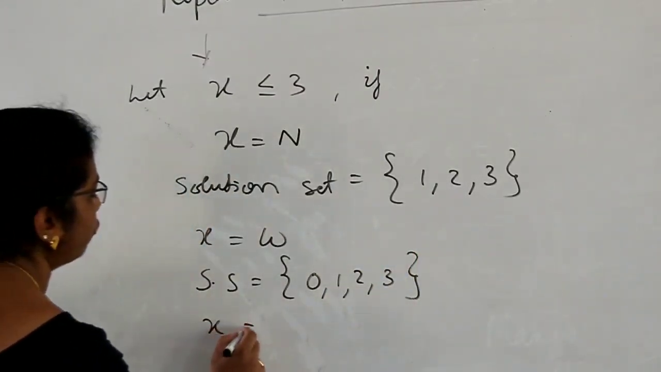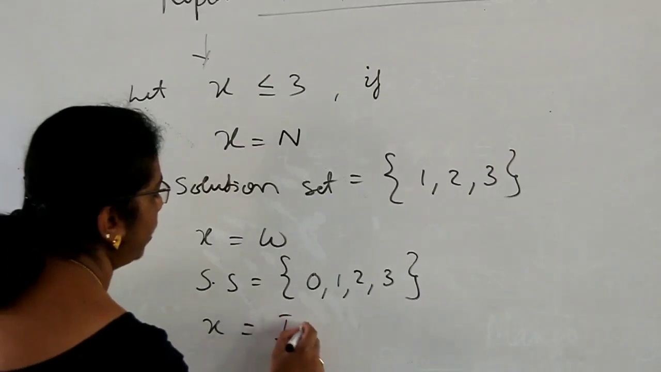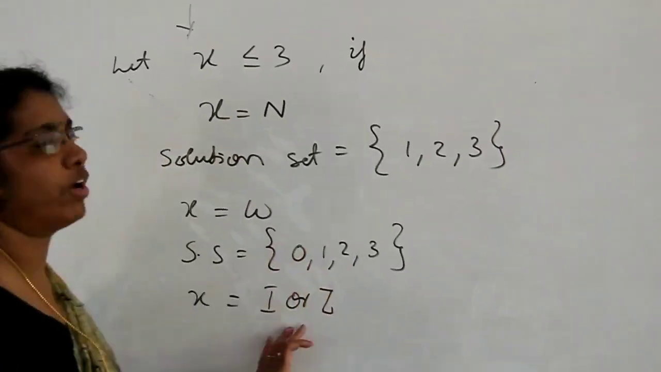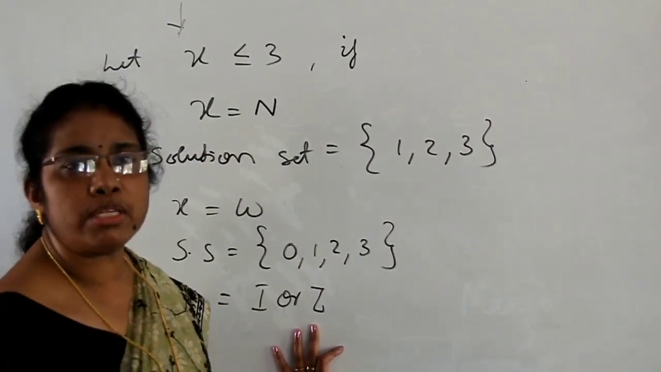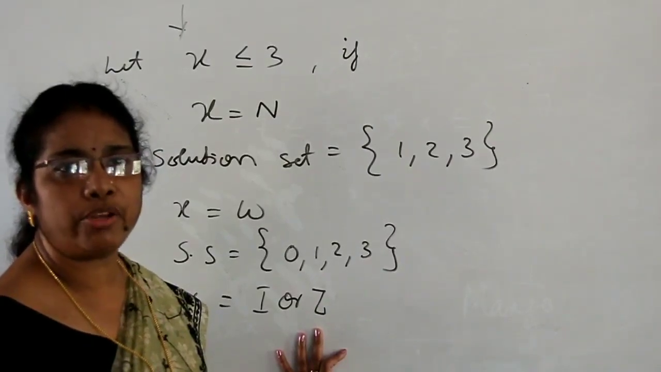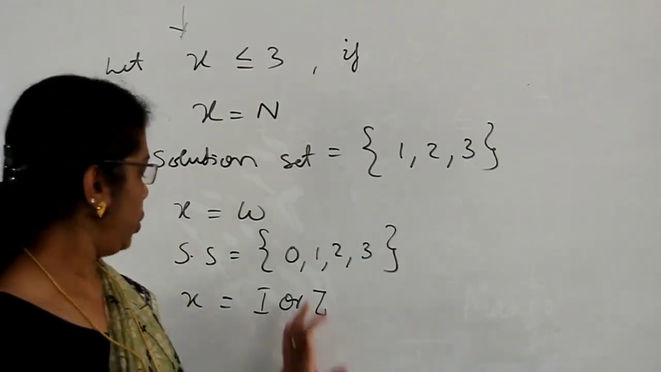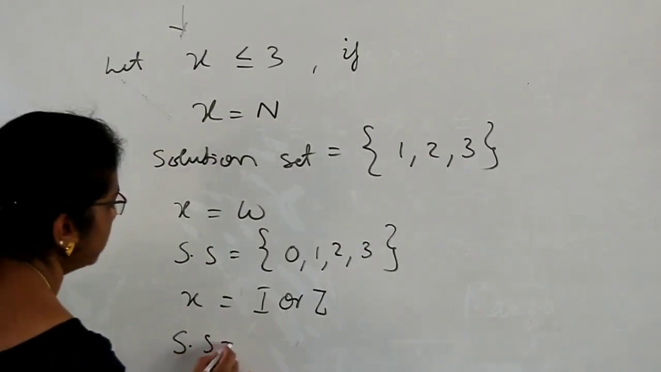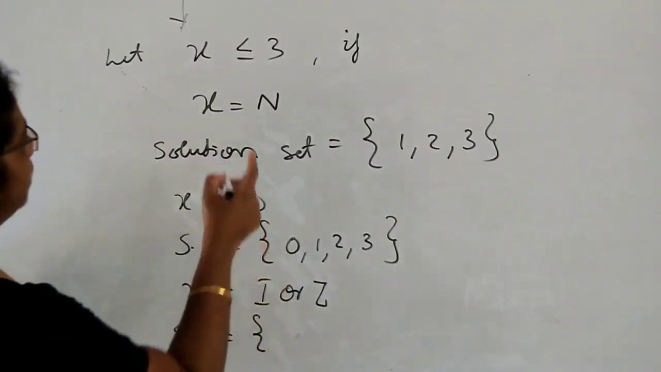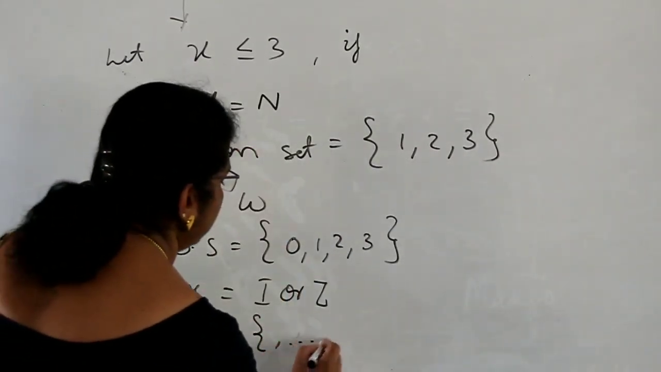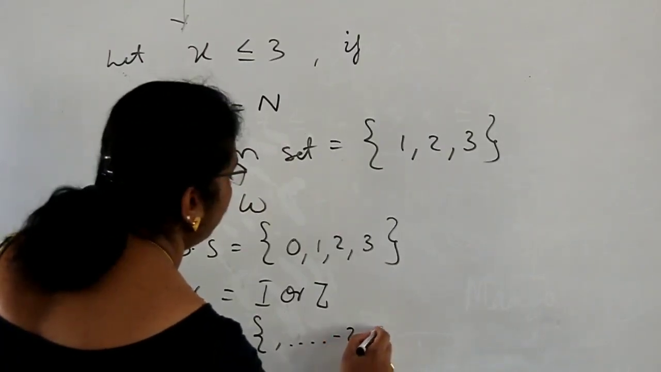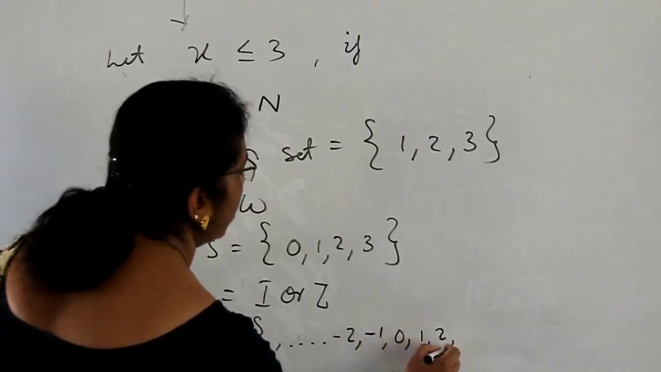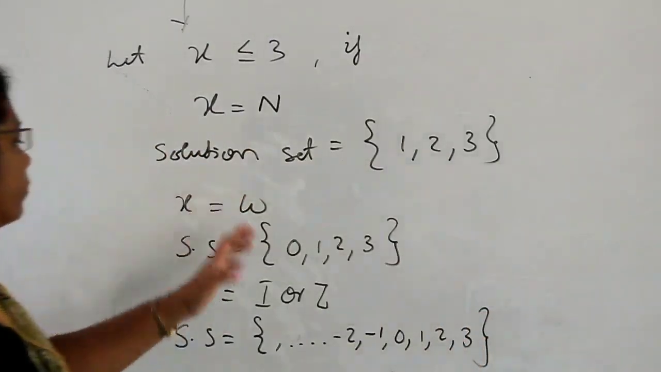And next, in case of integers, integers are denoted by I or Z. What are integers? Integers means positive natural numbers, negative natural numbers, and 0. So the solution set of this inequation, x less than or equal to 3, is {..., minus 2, minus 1, 0, 1, 2, 3}.